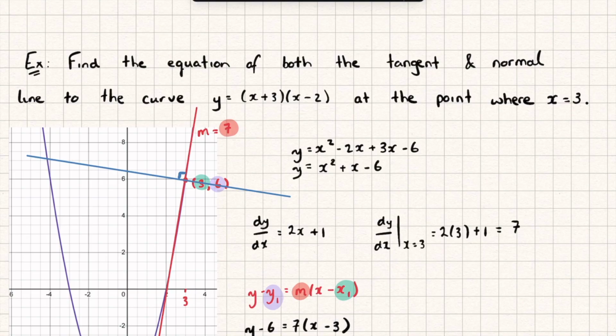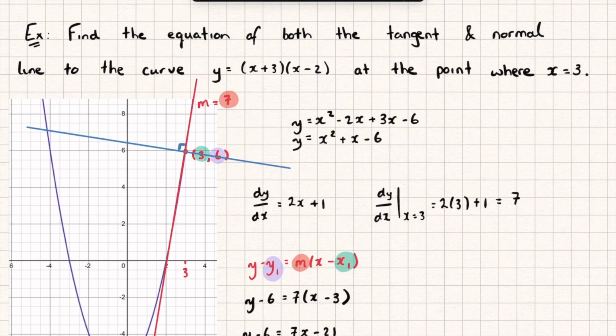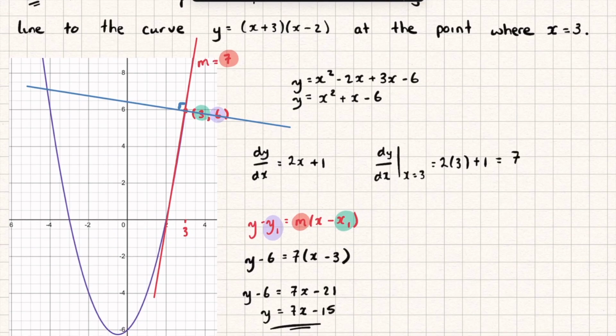So how can we find this? Well, we already know a coordinate that lies on this normal line. The only thing we need to find is the gradient. Well, we know the gradient of the curve at this point is 7, and if it's perpendicular to that, then to find its gradient we just take the negative reciprocal, don't we? So the gradient of the normal line m is going to be minus 1 over 7.